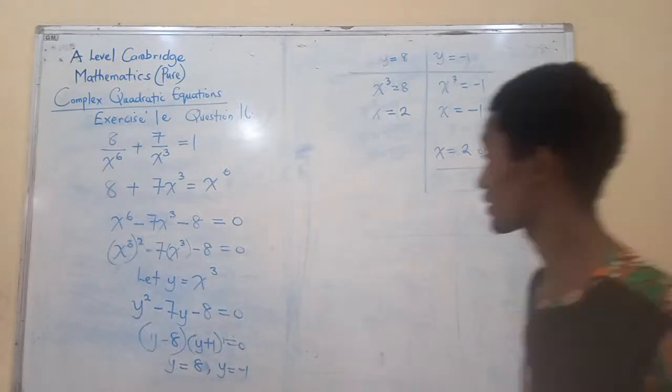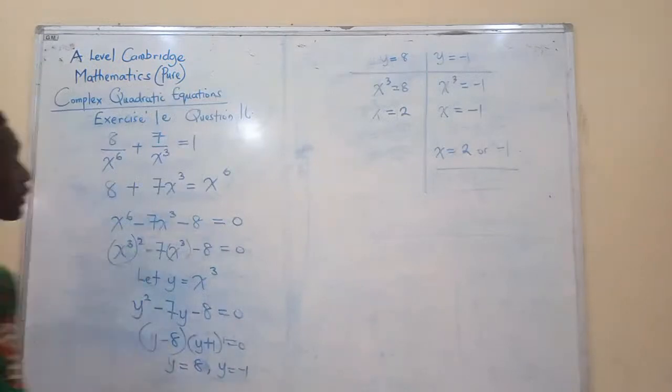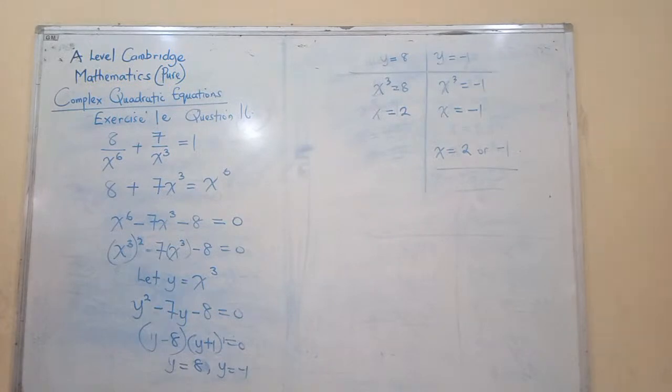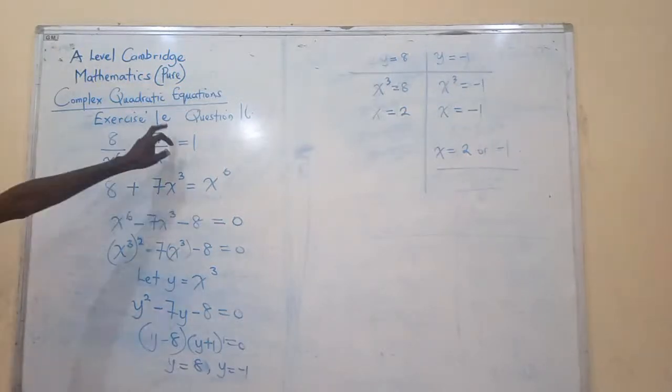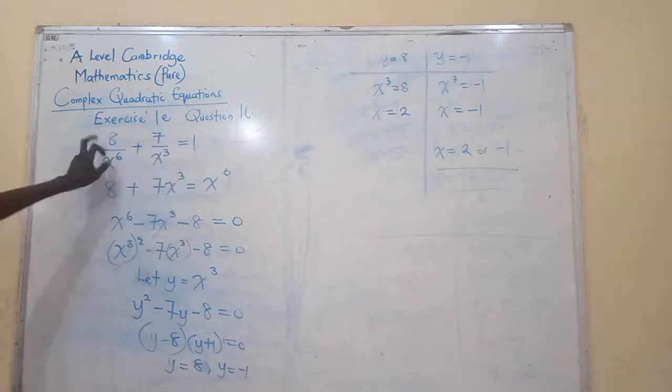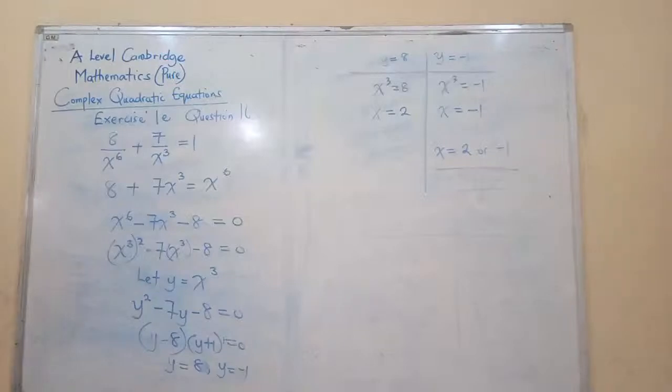But let's test. I hope that answer will be correct. Will that answer be correct? This will be 7 over 8, is that not? And this would give you 1 over 8. So 7 over 8 plus 1 over 8 will give you 1.